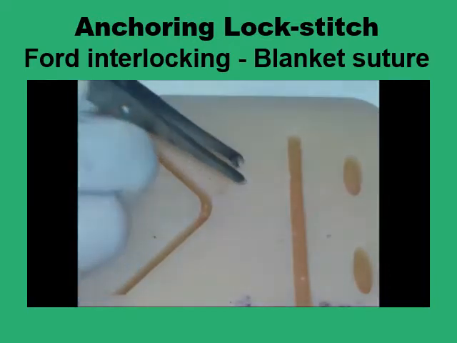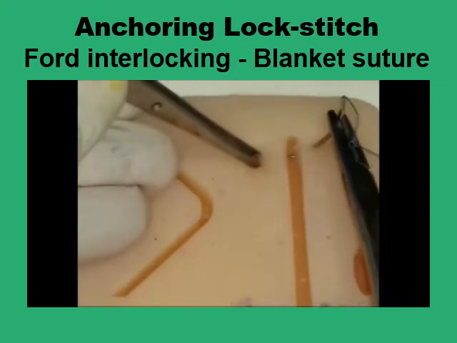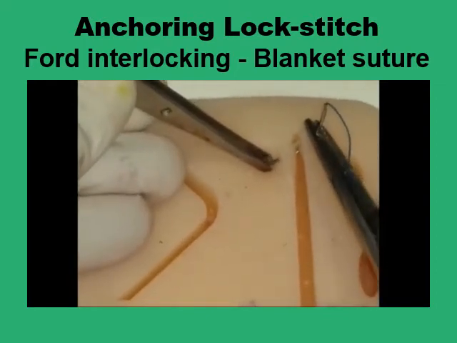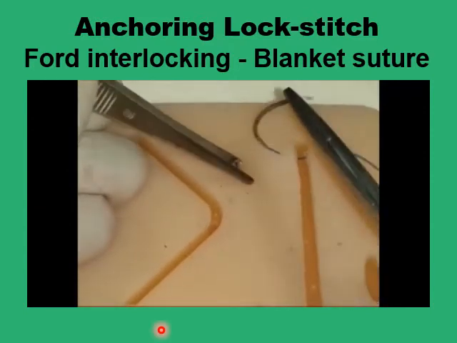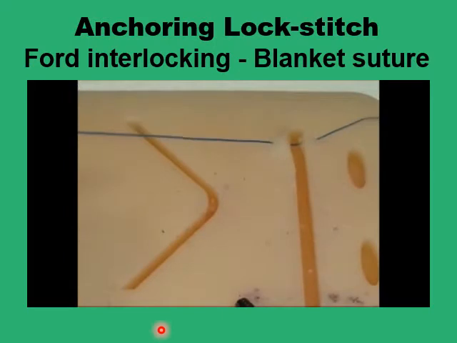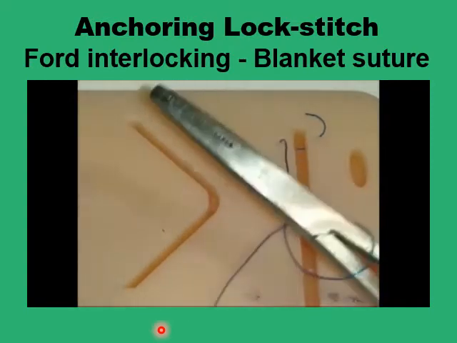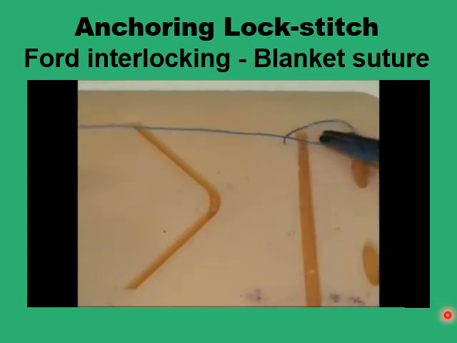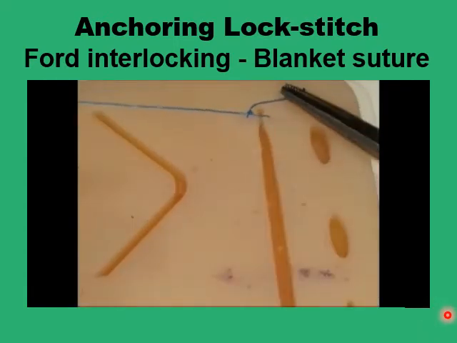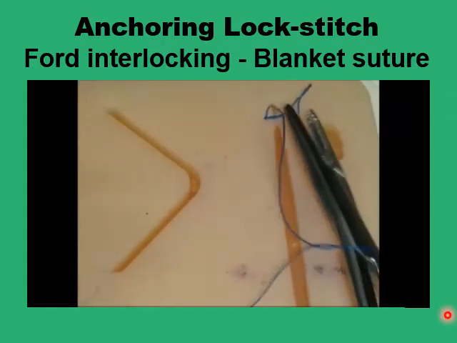The lock stitch, the Ford interlocking, or the blanket suture for short, is very similar to the simple continuous pattern, with only one single difference that I'm going to show in a second. You start in the same way with a simple suture at the very top of the wound edge, and then you tie and you secure your knot on one side of the wound edge before going to the next level.